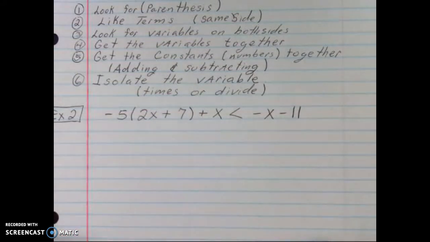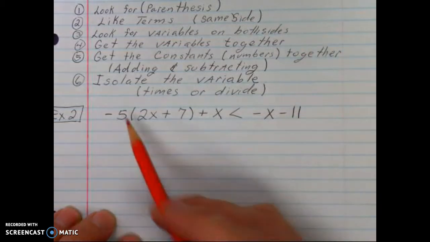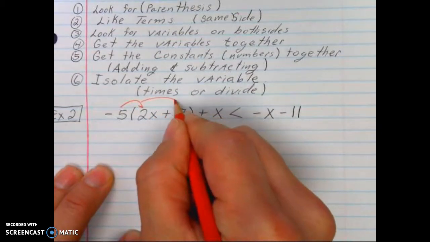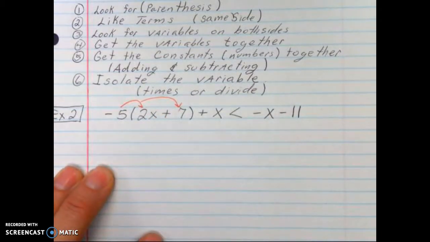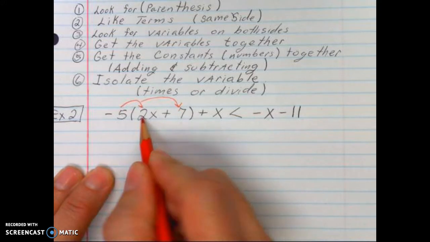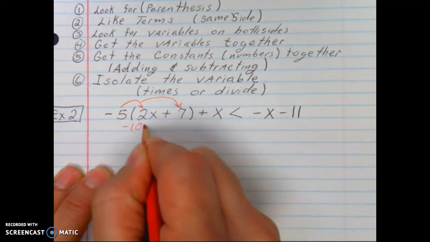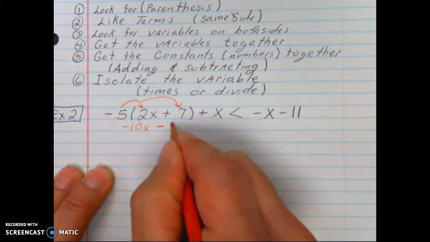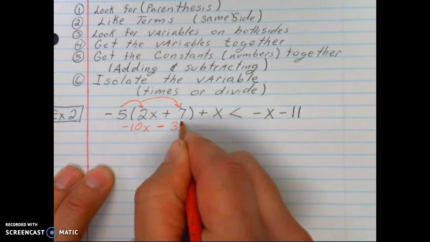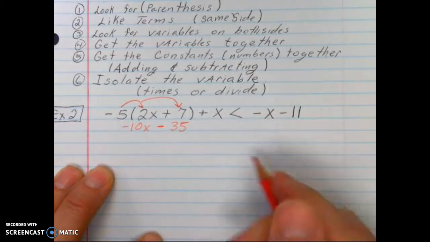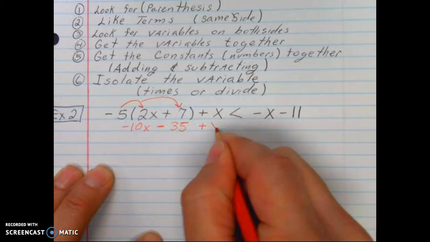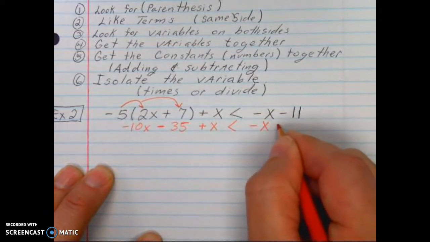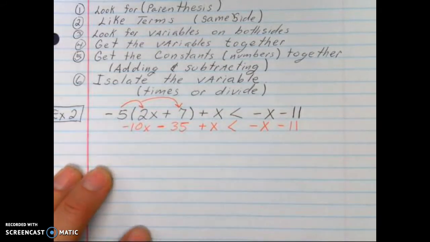So the next thing, all right, so step 1, look for parentheses. I found some. So what do we do? We distribute. We pass out that negative 5, okay? So there's my arrows. I go negative 5 times 2. That will give me a negative 10x. Negative 5 times 7 will give me a negative 35. Now I haven't touched anything else, so I'm just going to copy it down. Plus x less than negative x minus 11. Okay? So that was step 1.